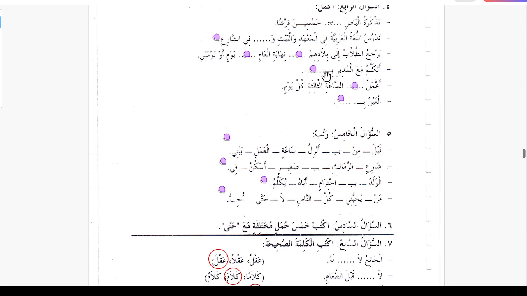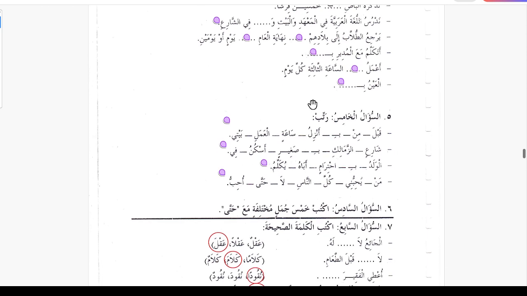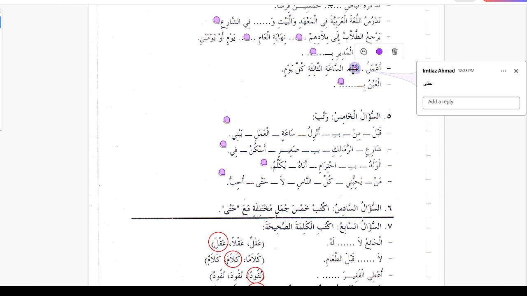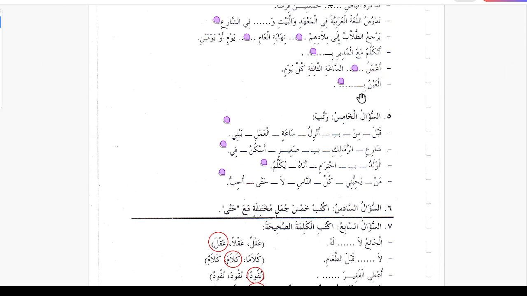Atukallamu mal mudiri bi admin, do you speak to the principal politely? So the correct one is after ba, bi admin. Amalu hatta as-sa'ati salisati kulla yawmin, I work for 3 hours every day. Al-ainu bil-aini, so we have studied that.